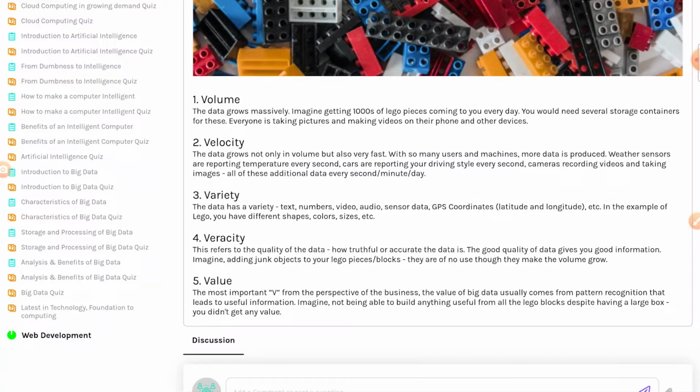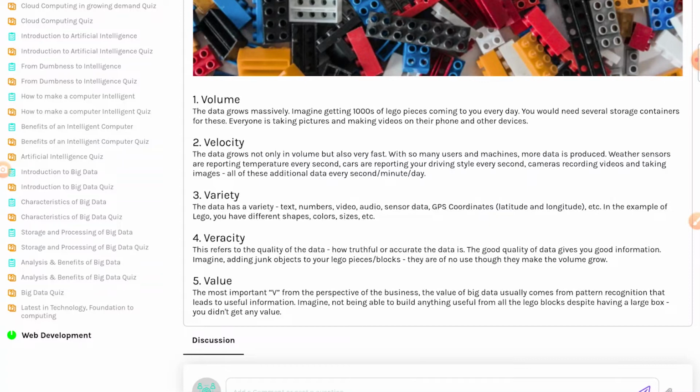The third characteristic of big data is variety. We are not talking about one type of data. We are talking about images, numbers, video, audio, sensor data, GPS coordinates. When you are sharing your GPS coordinates with someone, or your car is tracking you, or you switch on the GPS on your phone, the GPS is capturing your coordinates. All of that is data. It's like in your Lego box you have a variety of blocks in terms of different shapes, different colors, different sizes. That is the variety we are talking about.